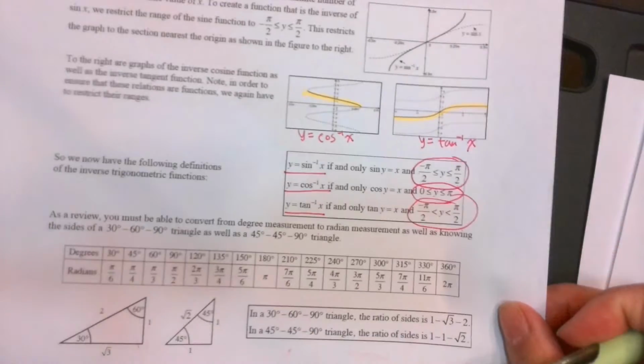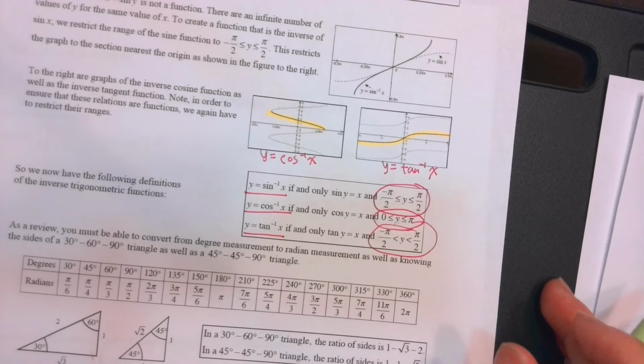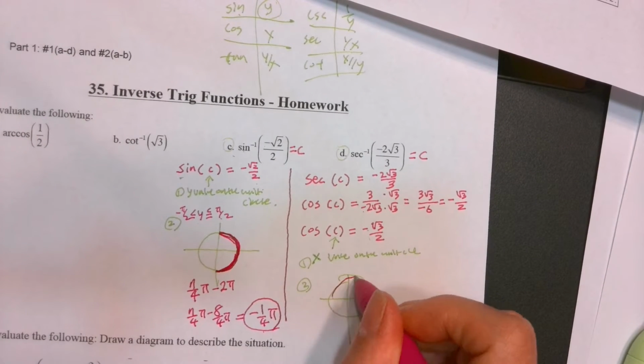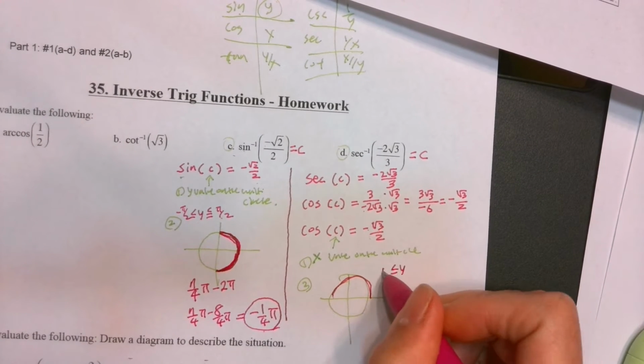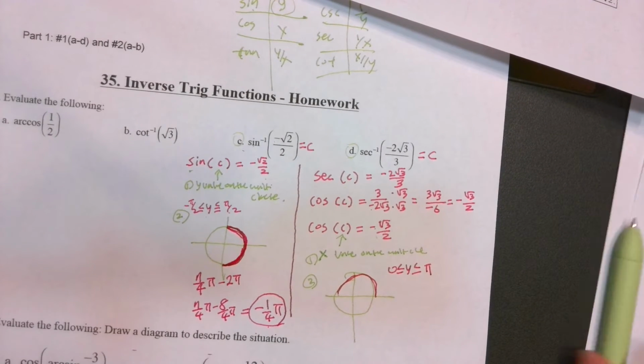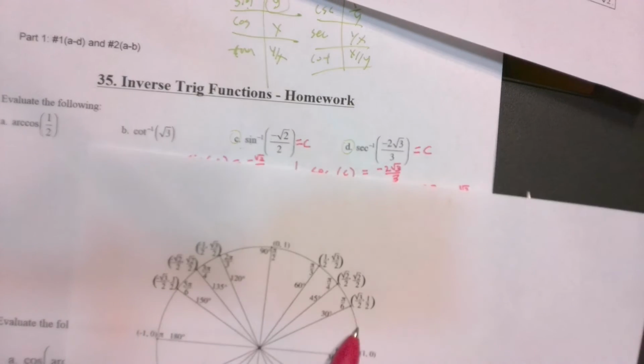So where is the restriction for the cosine? Y has to be greater than or equal to 0, and less than or equal to pi. So my answer has to fall in this one right here. So let me write it down. Okay, so on my unit circle, which angle has an x value of negative square root of 3 over 2?